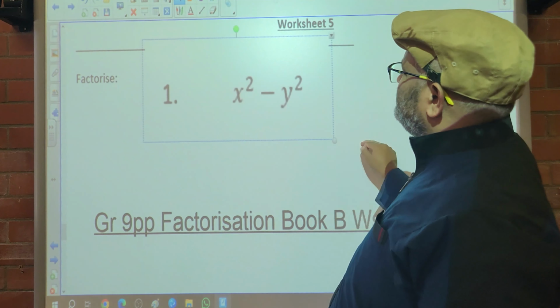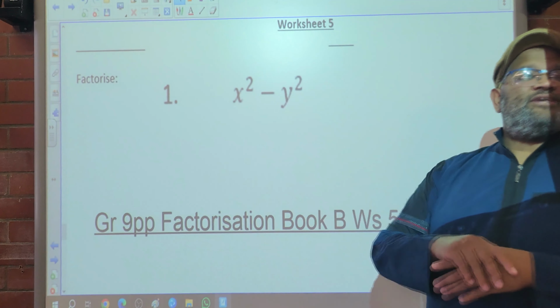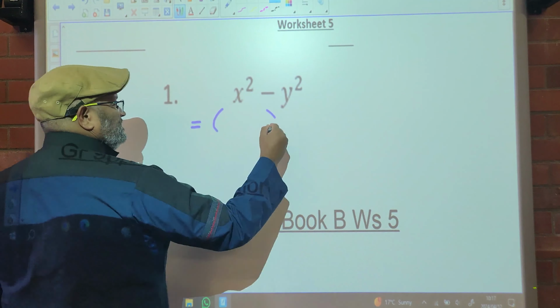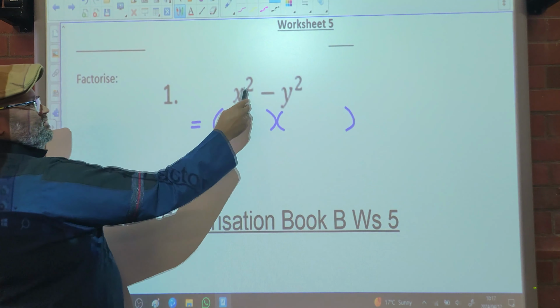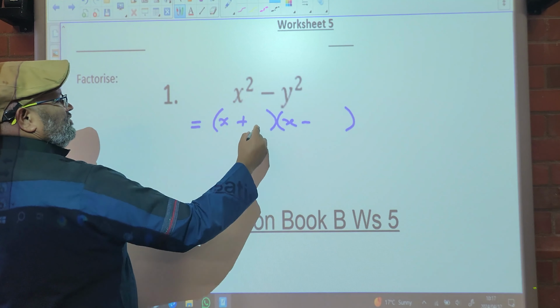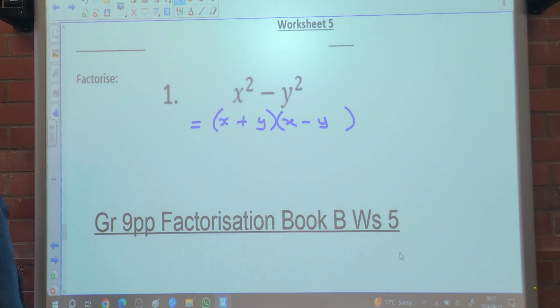There are two terms, correct? Is there a minus between them? Yes. And we have both terms being squares. So I can apply the difference of two squares. Not so? What is the square root of x squared? Plus one, minus the other, and the square root of y squared? y and y. Any confusion there?